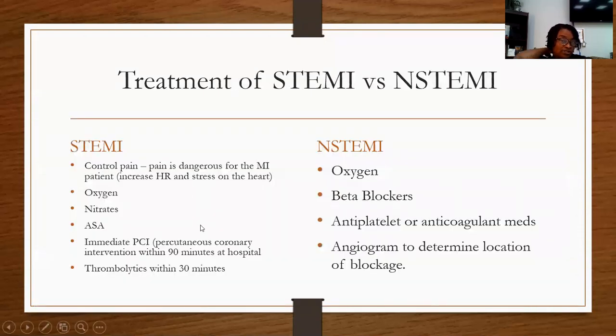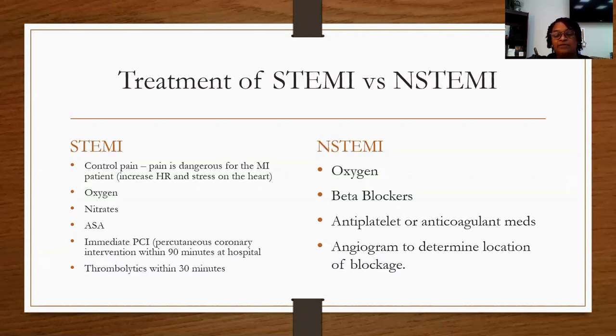Your treatment for a STEMI versus a non-STEMI is different. With your STEMI, you want to control that patient's pain because pain is dangerous for the MI patient because it causes your heart rate to increase and that causes more stress on the heart. They're going to get oxygen, the nitroglycerin, and aspirin, and within 90 minutes of getting to the hospital, they should have immediate PCI or percutaneous coronary intervention. And also, if possible, they need to get thrombolytics within 30 minutes of the onset.